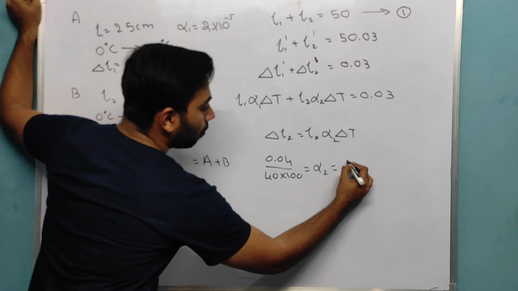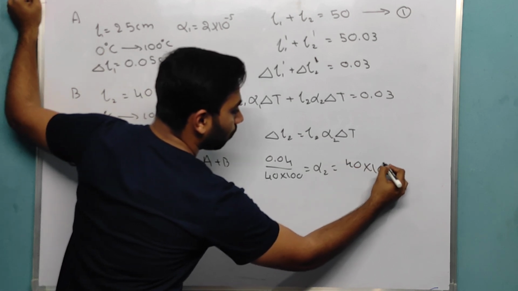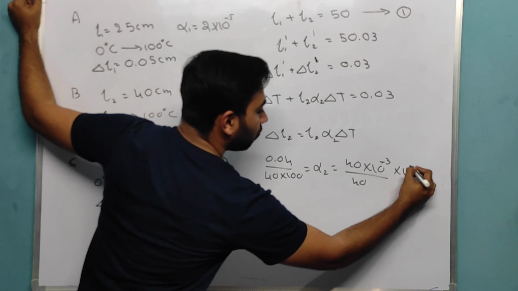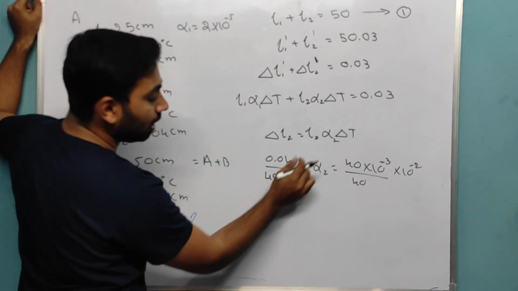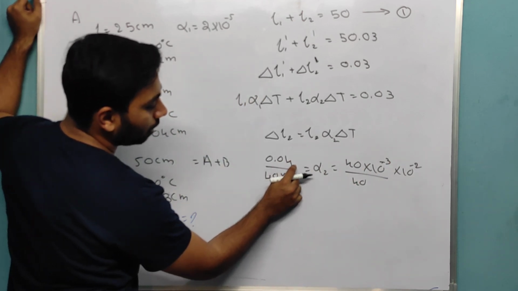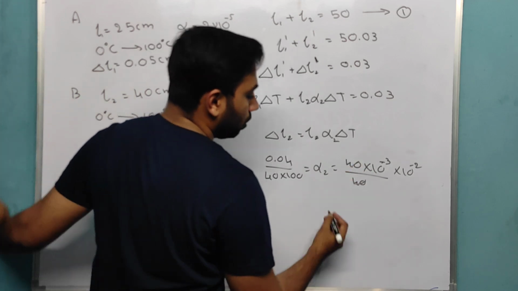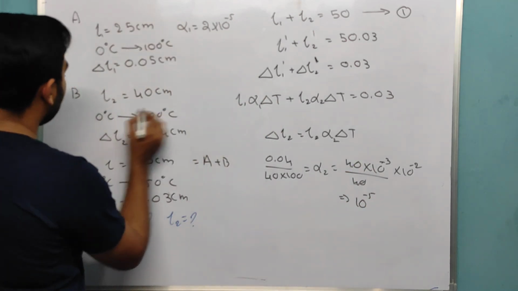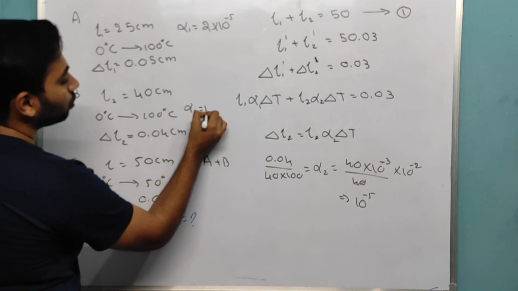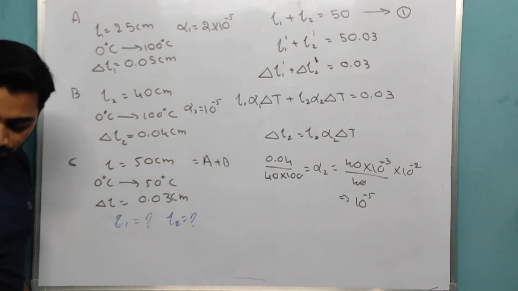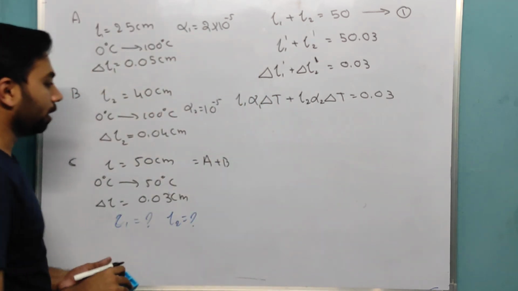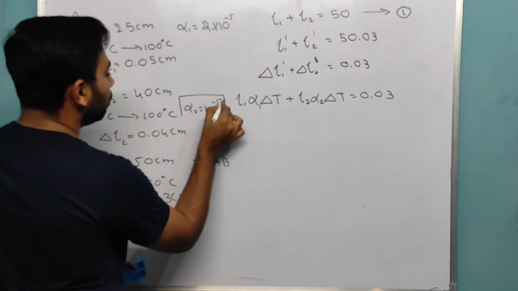I can write it as 40 into 10 to the power of minus 3 divided by 40 into 10 to the power of minus 2, which means I am sending this to 100 and shifting this point from here. So I will get the final answer as 10 to the power of minus 1, which means for this, the alpha 2 value is 10 to the power of minus 1. Clear? Alpha 2 value is 10 to the power of minus 1. Okay, I got the alpha value.